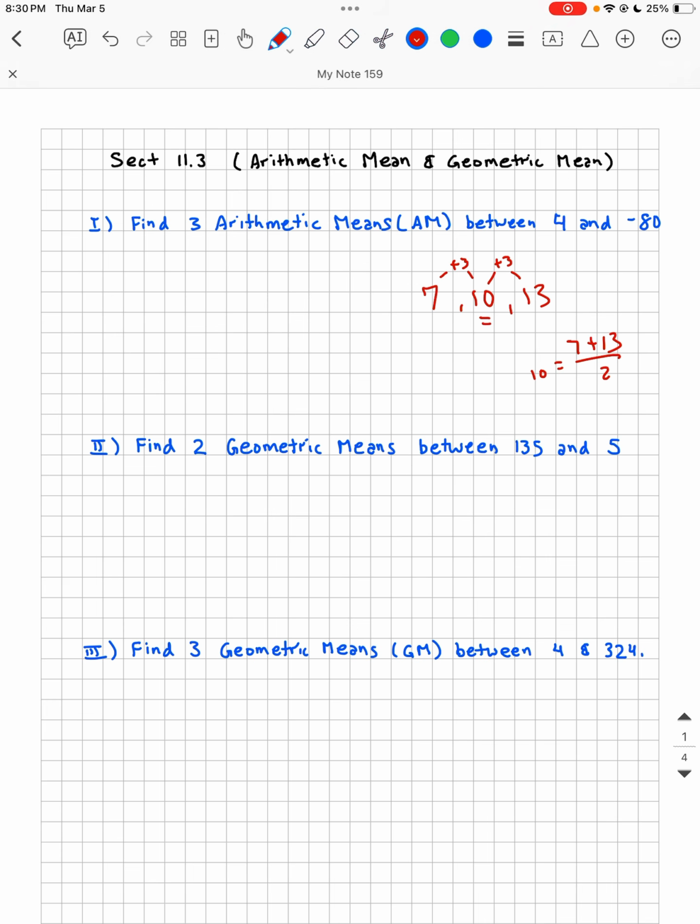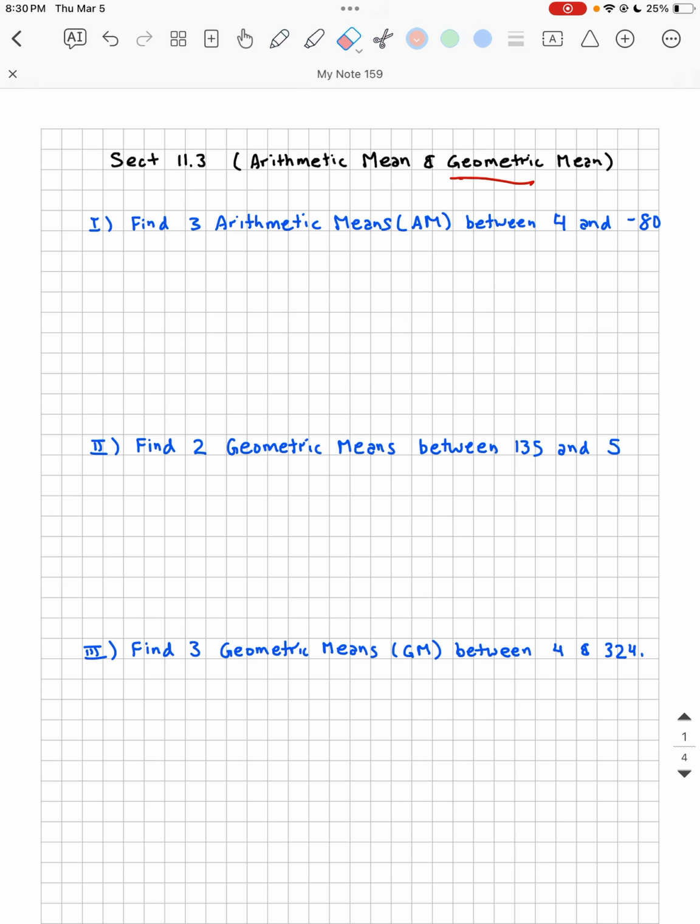So let's be a little bit more specific when we say the word mean in math, because there are actually two types. There's the arithmetic mean, which is what we talked about and what you've been doing so far. And now we're going to also introduce the geometric mean, which we're going to look at in just a little bit. So let's take a look at the first example.